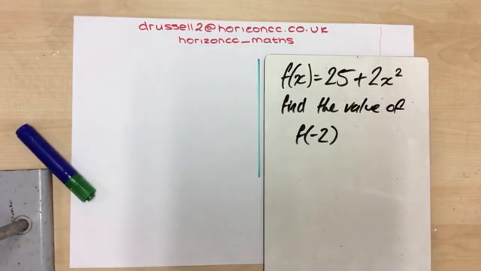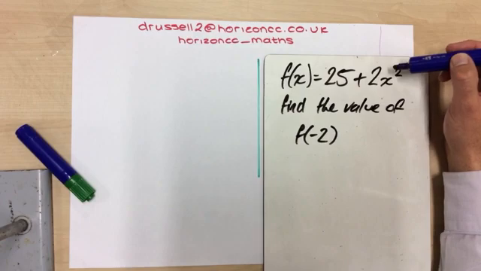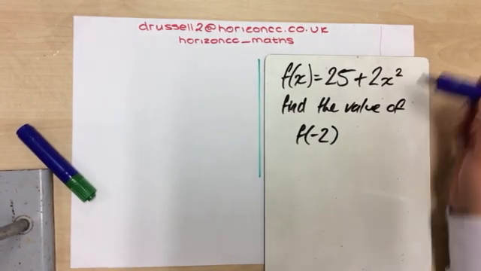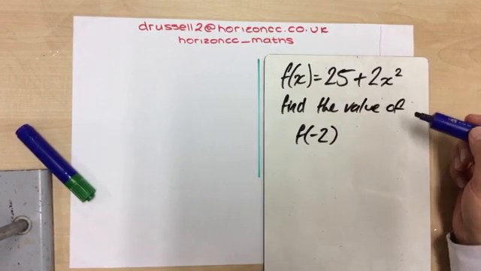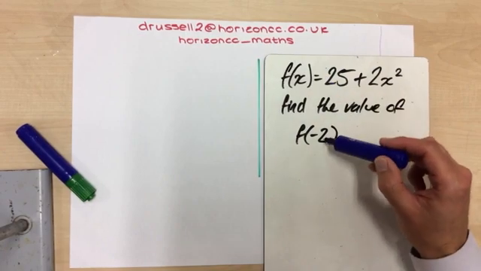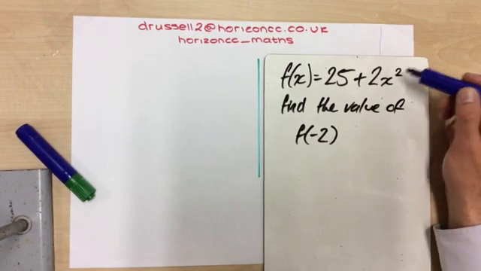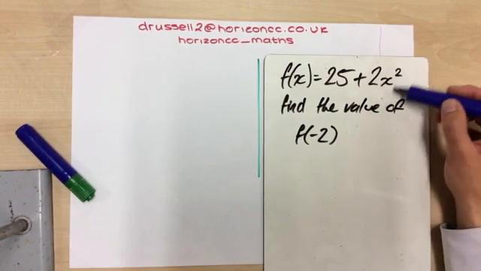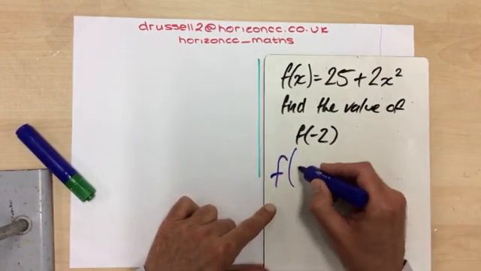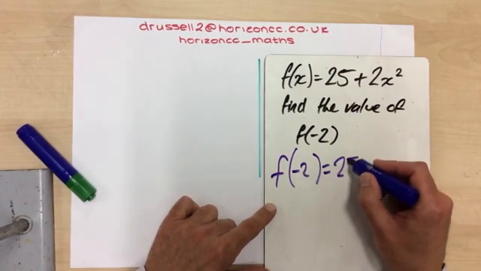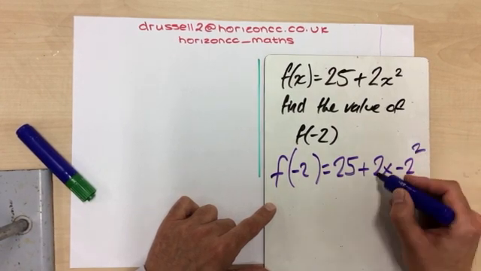Okay, so this time we've got a function of x which is described as 25 plus 2x squared, and we're asked to find the value of f of minus 2. So we can see this time that the x in the bracket has been replaced by minus 2, so we've got a bit of substitution going on. So where x appears in my function, I'm going to replace it with minus 2. So f of minus 2 equals 25 plus 2 times minus 2 squared.